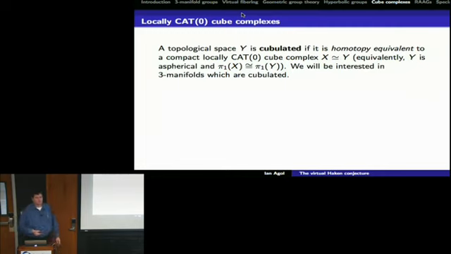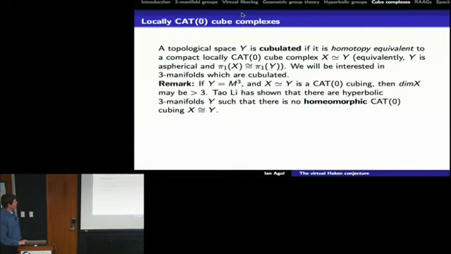So locally CAT(0), you only have the triangle comparison for small triangles. That's right. It's like a local version of the Cartan-Hadamard theorem: if you have non-positive sectional curvature in a Riemannian manifold, then in its universal cover the exponential map is a diffeomorphism, and it's non-positively curved. So actually, Cartan-Hadamard manifolds are examples of locally CAT(0) spaces. Okay, so a space is cubulated if it's homotopy equivalent to a CAT(0) cube complex. And I'll be interested in three-manifolds that are cubulated.